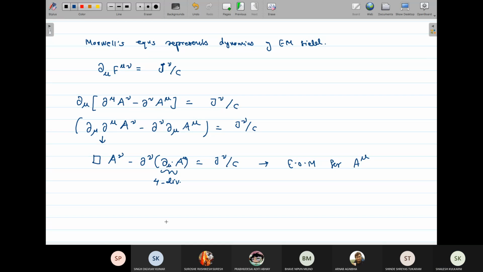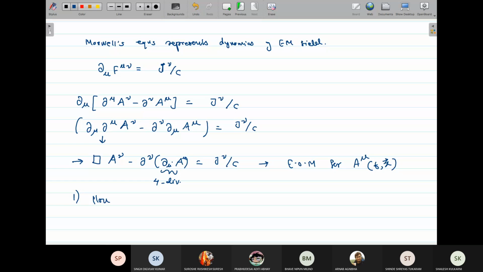And A^mu is a function of space and time. So given this four-current, in principle I should be able to solve this differential equation. Now the question is how to get this equation starting from the action. That is one question.